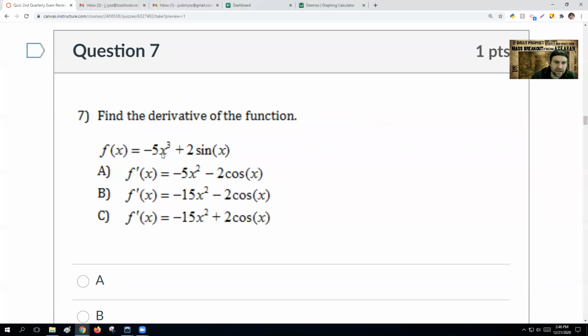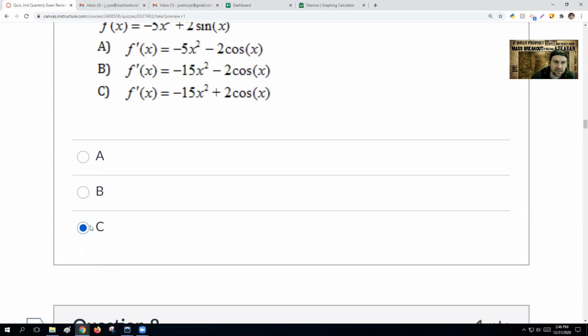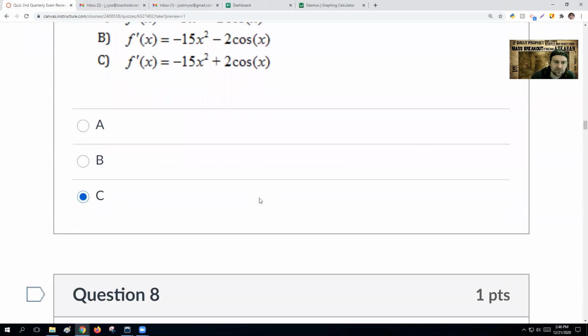Derivative, all right, 5x to the 3rd, that'd be 15x squared, plus 2 sine goes to cosine, so it'd be negative 15x squared plus 2 cosine x, that'd be C.